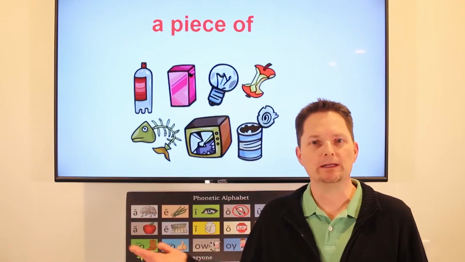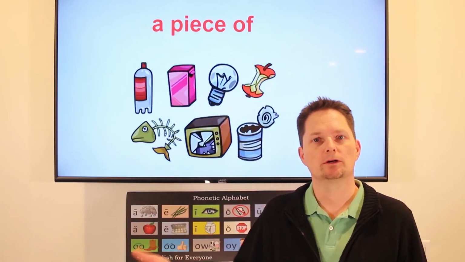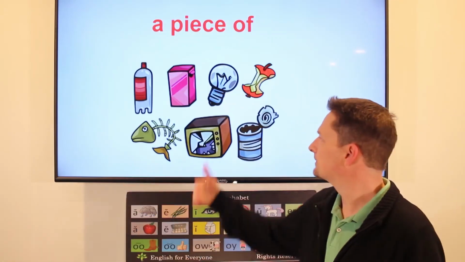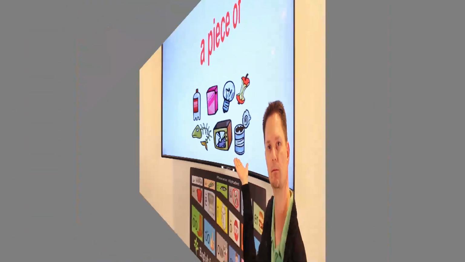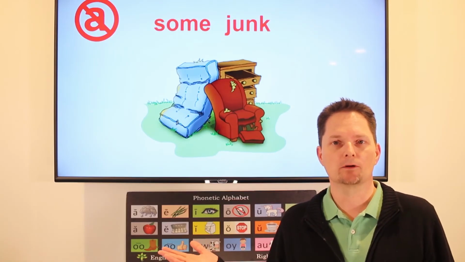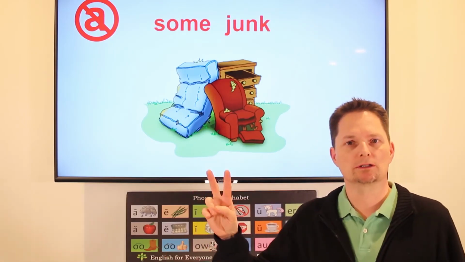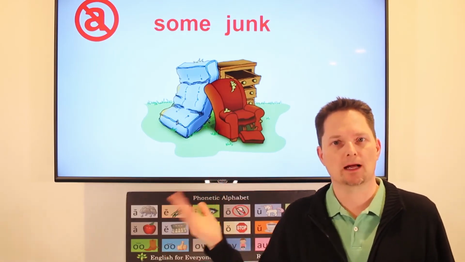Very good. If you need to count trash or garbage, you say a piece. A piece of trash, a piece of garbage. Junk is not countable. You cannot say a junk or two junks. Some junk is the best option.